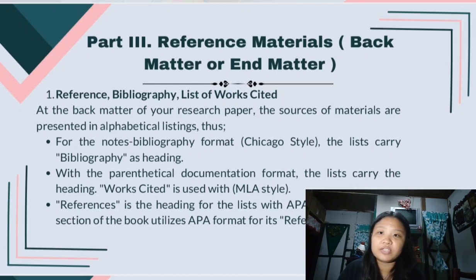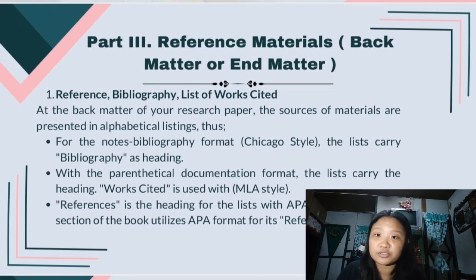And thirdly, we have the APA style. The list is labeled References, and it is widely used in social sciences, psychology, and education. This list includes only the sources cited in your paper, with in-text citations matching each entry. We have to keep in mind that using the correct heading and style makes it easy for readers to understand which format you are using and quickly locate the sources if needed.